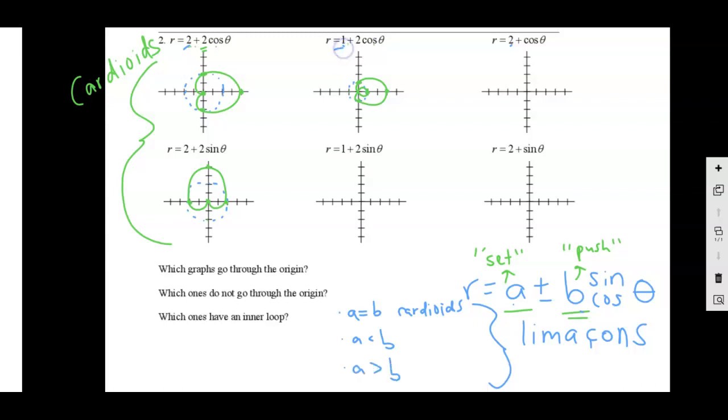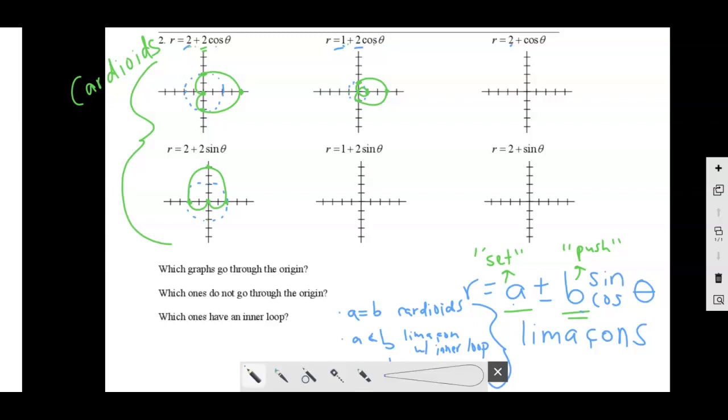So if I set it out, but I push it back a bigger number, so if my constant is smaller than the coefficient, that's going to be a limaçon with an inner loop. Again, it's all based on that relationship between the A and the B. The A is how far we set it. That's the circle. The B is how far we're going to push back. If I push back more than I set, you push it through the pole, and that ends up creating that little inner loop.